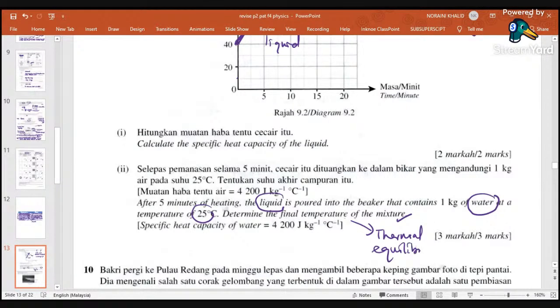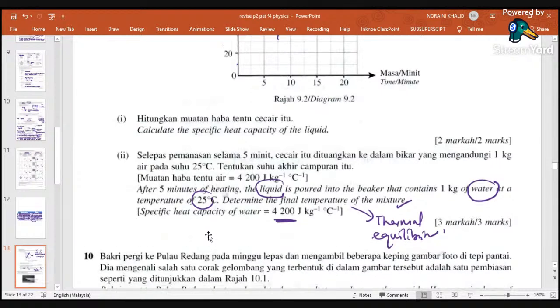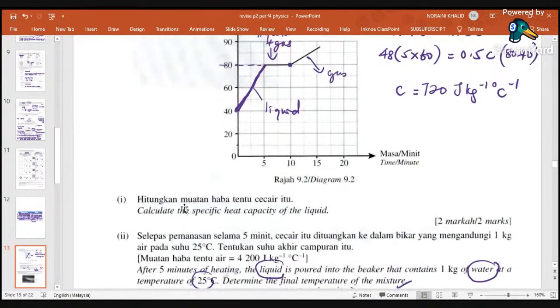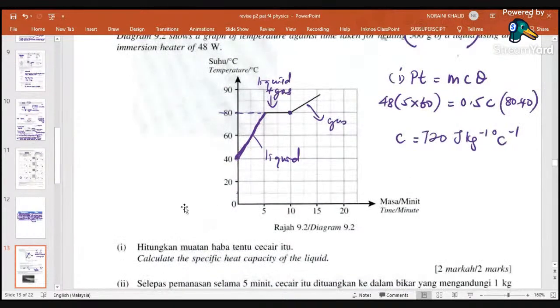Okay, thermal equilibrium temperature. Given the specific heat capacity of water is 4200. You want to find theta, the change in temperature. Okay, for part 2, I write the answer here.